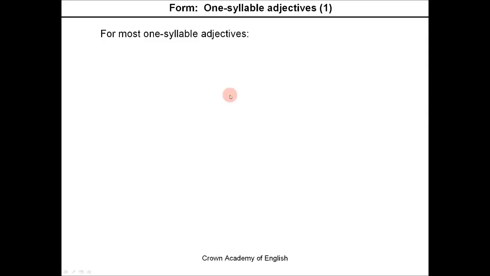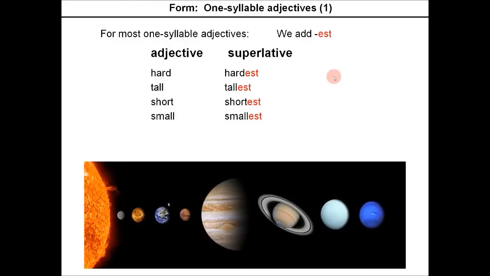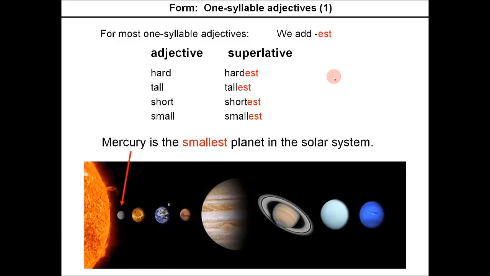Let's look at the form. So for most one-syllable adjectives, we add est. Hard becomes hardest. Tallest, shortest, smallest. Example: Mercury is the smallest planet in the solar system.